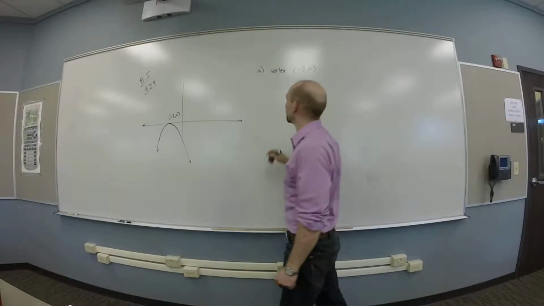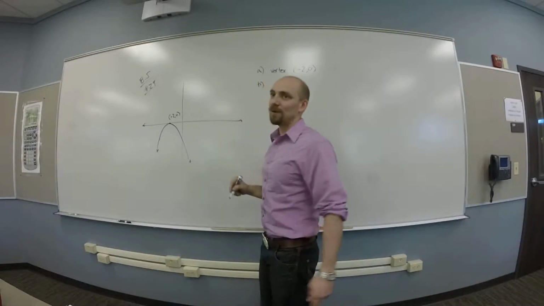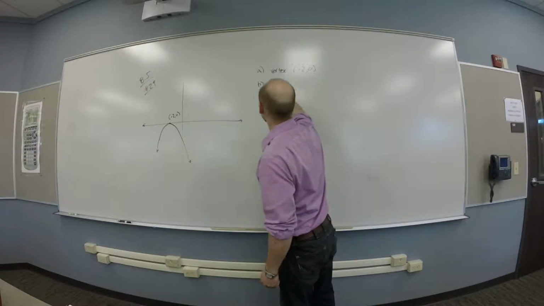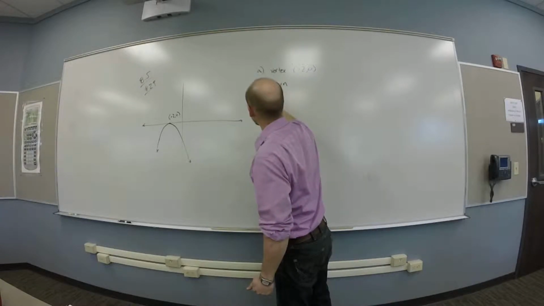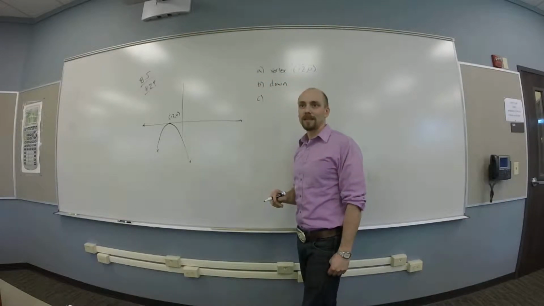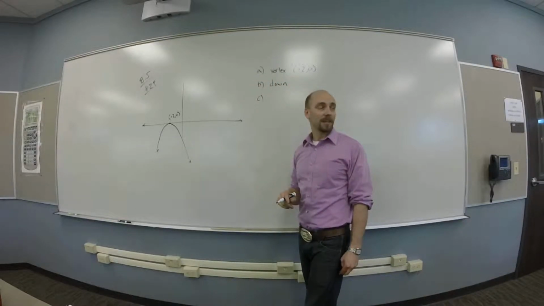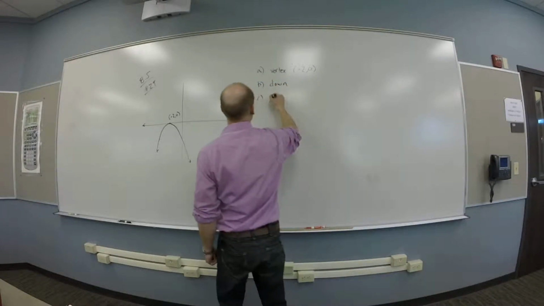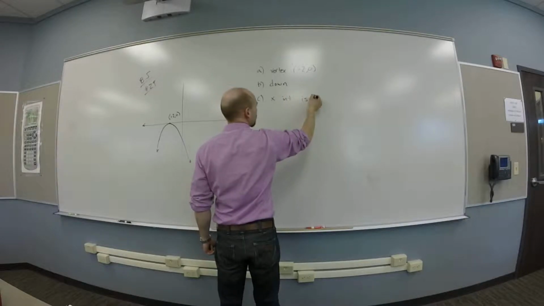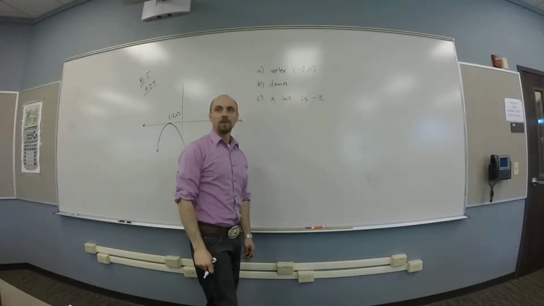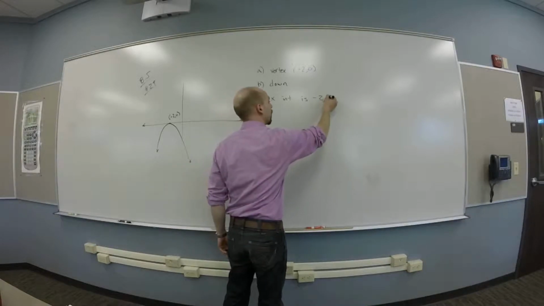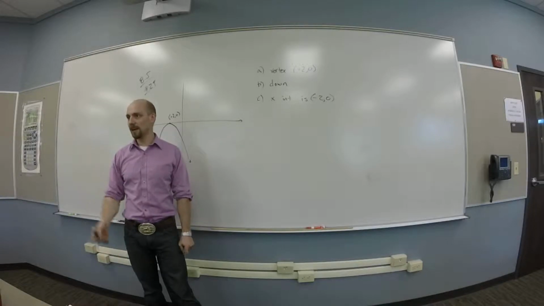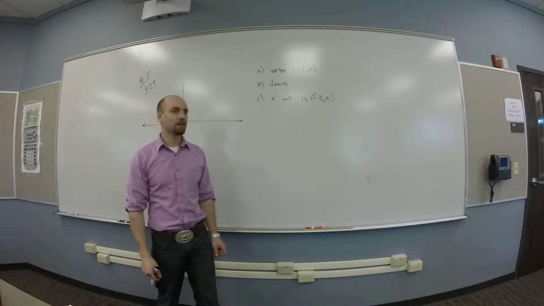Okay, great. Vertex, check. B: does it open upward or downward? Downward. Okay, let's see. C: x-intercepts. Can I read the x-intercept off the picture? The x-intercept is -2. You could certainly write -2, 0 here, but that's a little overkill, because it's already an x-intercept, so you really only need the x-coordinate.